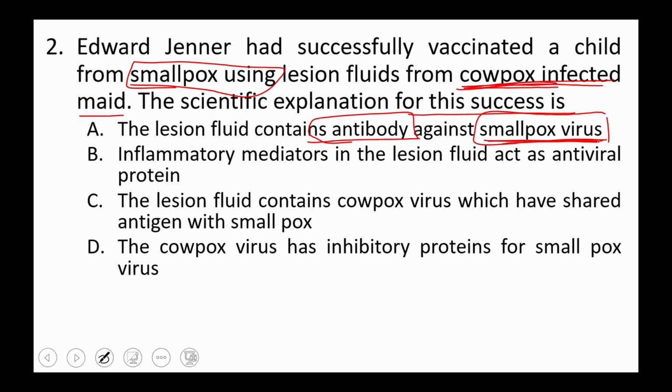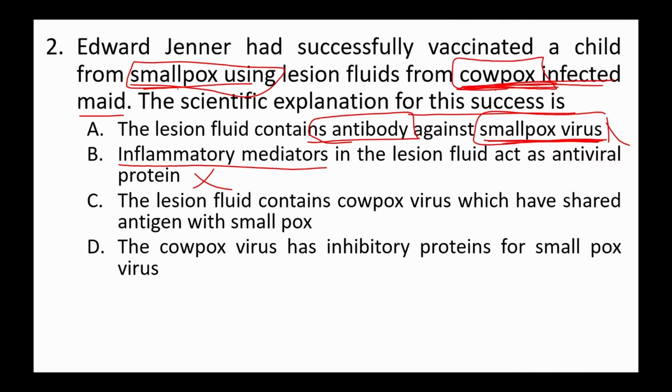Inflammatory mediators in the lesion fluid act as antiviral protein. There are inflammatory mediators like interferons, which will act as antiviral proteins, but they will be there when we have active infection. But in this case, the child was exposed to cowpox first, then when he is exposed to smallpox, he is protected. But we will have inflammatory mediators when we are exposed to cowpox and smallpox. So this is not going to work.